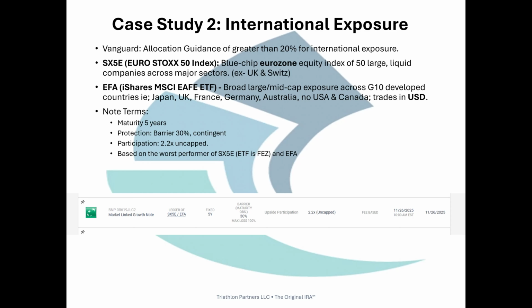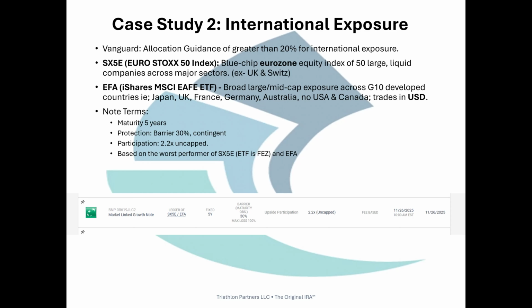That is a worst-of note, and it's based on 2 international indexes. One's on the Euro Stoxx 50, which only covers countries that use the euro, so Switzerland and the UK aren't involved. The other is a Morgan Stanley index of G10 developed countries, not US and Canada. 5-year maturity for this note. It's based on the worst performer.